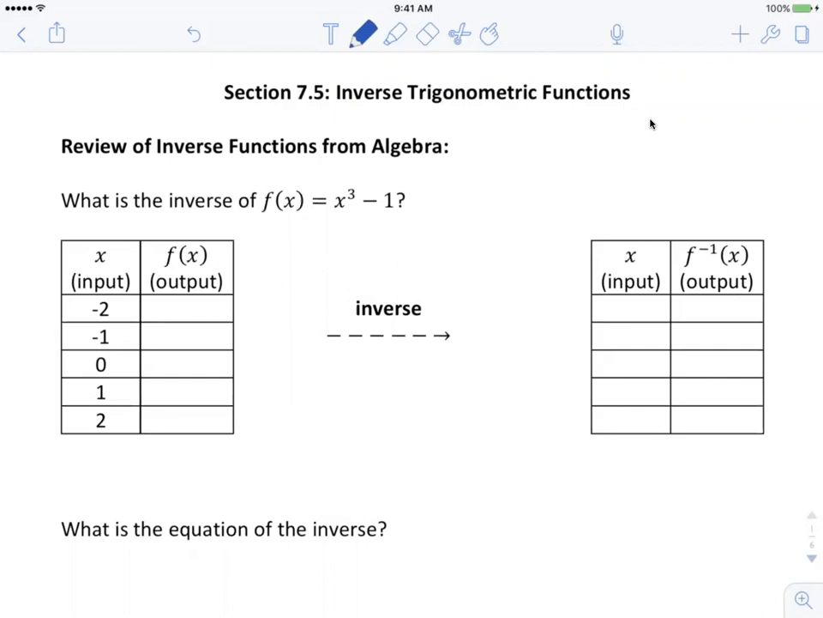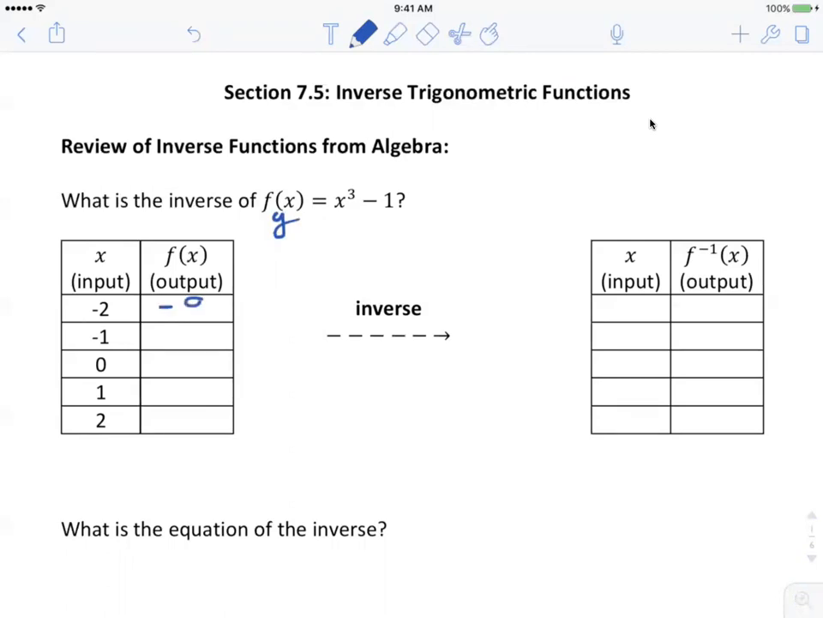Just a reminder from algebra, remember f of x you can always think of as y as well. You'll see them both, right? They're just two different notations, so think of them as the same thing. So we have x inputs and then f of x or y output. We can just fill out a table to get this started. So if you plug in -2, we get -2 cubed, -8, -1, -9.